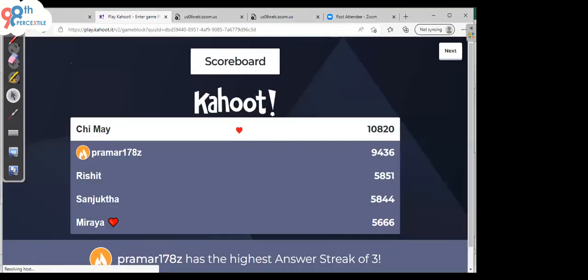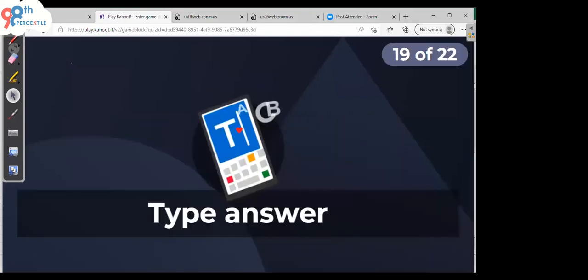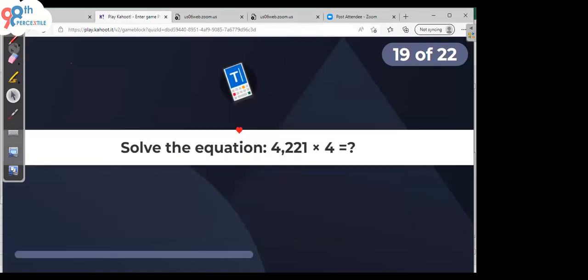Let's check. Has someone, oh, no, not yet. Shima is yet leading. Pramar has the highest streak of answering 3 correct answers. Type the answer, solve the equation.